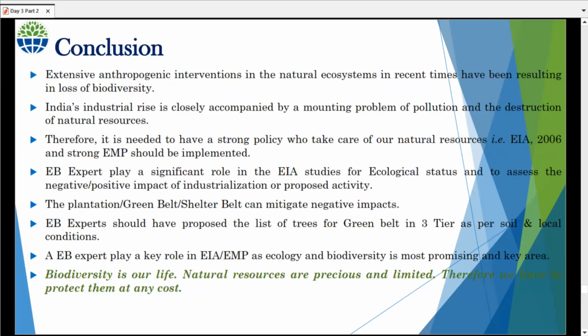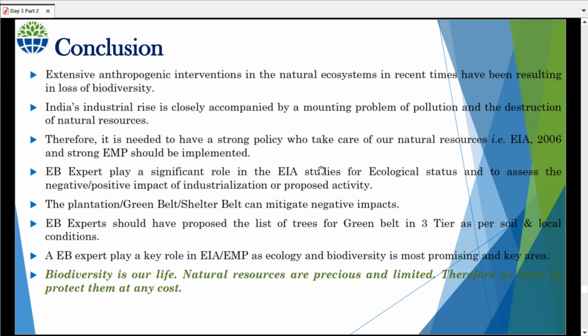So here you can see what the outcome of this ecological impact assessment is. Nowadays, as you can see, many disasters are happening due to environmental changes. It happens due to the fragmentation of habitat or loss of biodiversity balance. So the EIA expert is playing a significant role in studying the ecological status and ecological impact assessment. They should prepare the green belt, shelter belt, or plantation plan, and also the conservation plan. They should pass the right information to the proponent as well, so that they are aware of what we need to take care of during the operation phase.